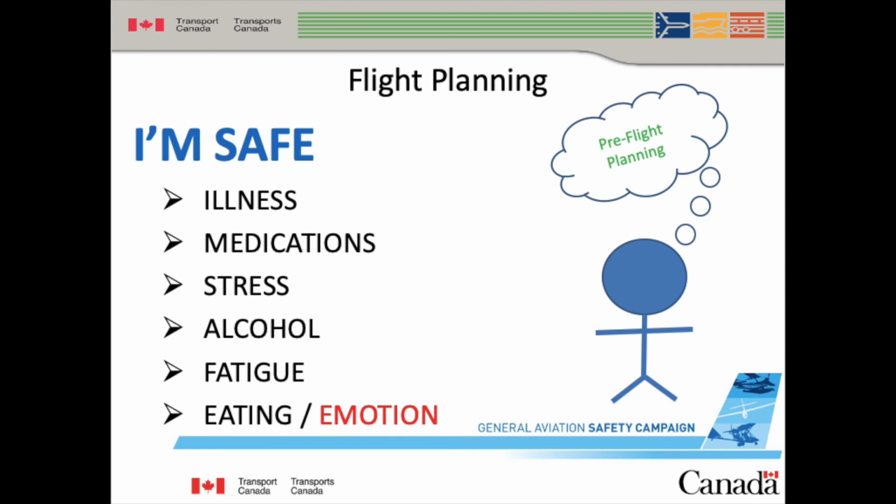The I stands for illness. What is your health conditions today before this flight? Do you have any symptoms of any illness? Just do an honest self-assessment, because whatever you feel on the ground at 5,000 feet might feel very, very different and might incapacitate you. So you have to be honest in your self-assessment of health illness.